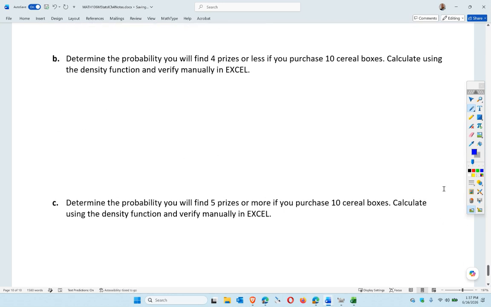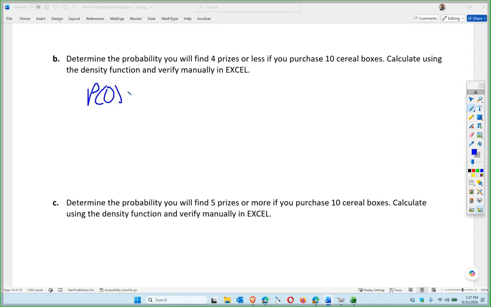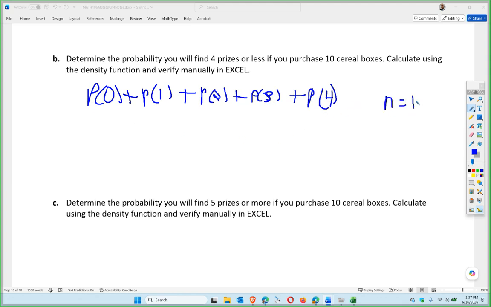Determine the probability you get 4 prizes or less. So I want P0 plus P1 plus P2 plus P3 plus P4. So this is not one probability. This is 5 probabilities. And the same thing is still true. N is 10. X is now a whole bunch of things, and the P and Q stay the same. We still have 20% and 80%, except this is 0, 1, 2, 3, and 4. So we would have to do 5 individual probabilities, correct?